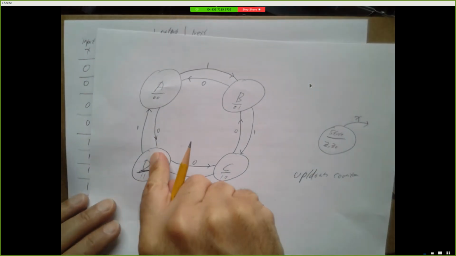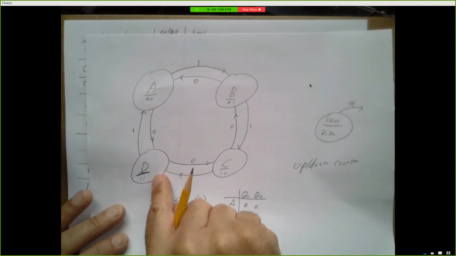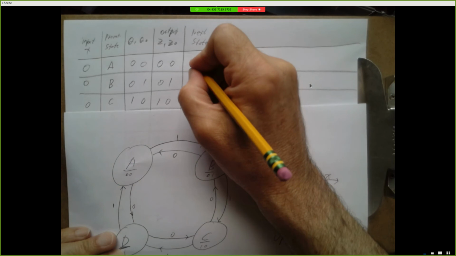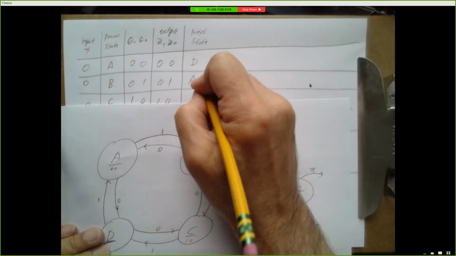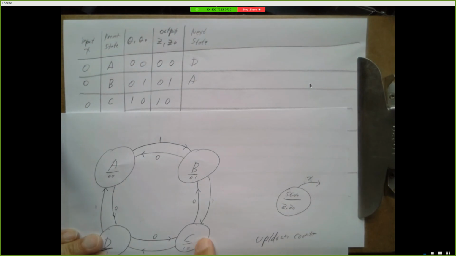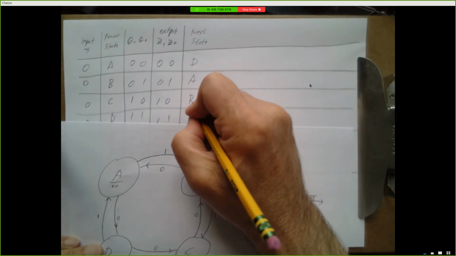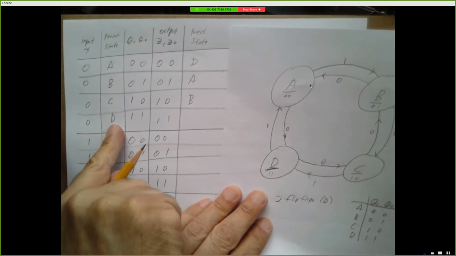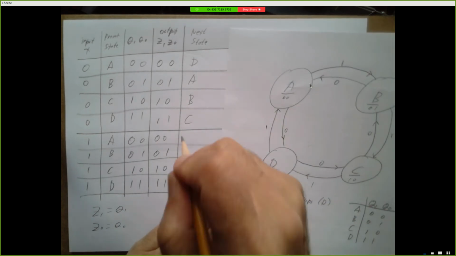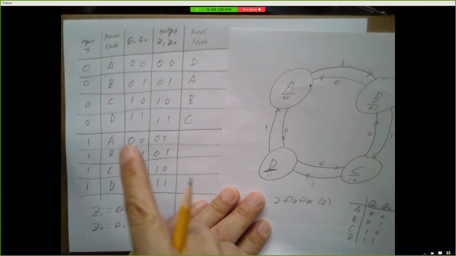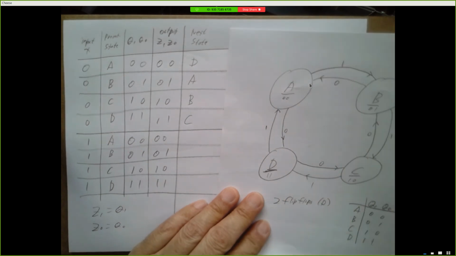Alright, if our input is 0, if we're in state A, our next state is D. If we're in state B, our next state is A. If we're in state C, our next state is B. And if we're in state D, our next state should be C. Okay, that's all for input equals 0, so following these 0 arrows.